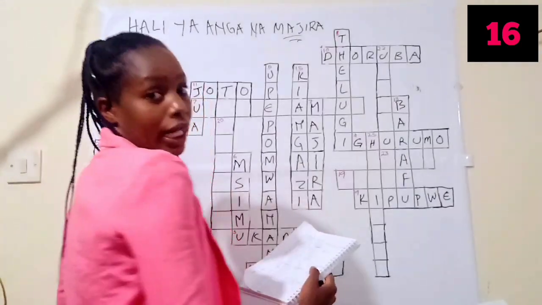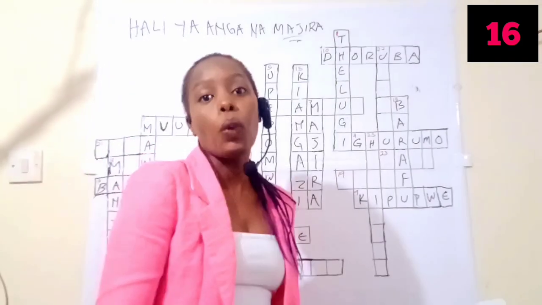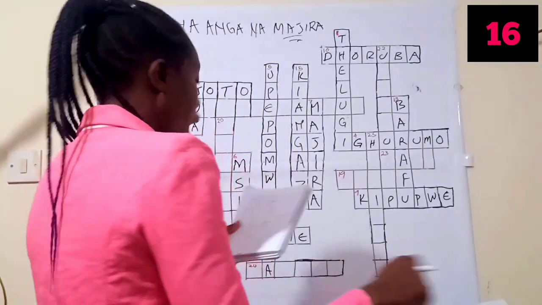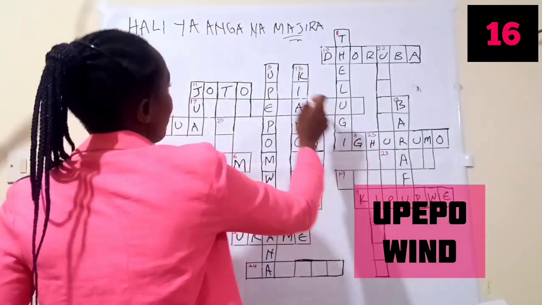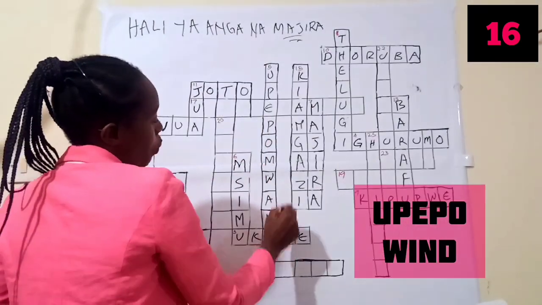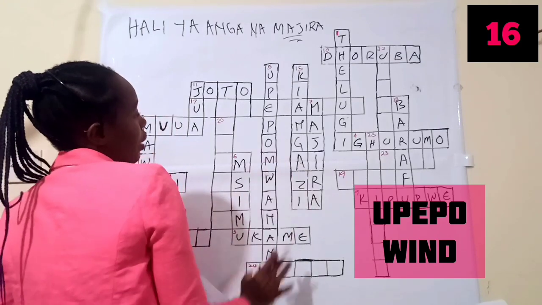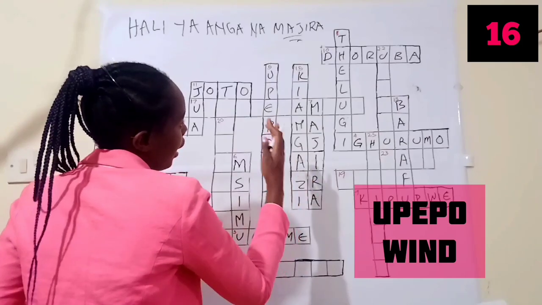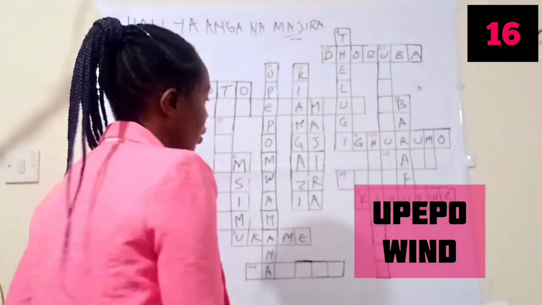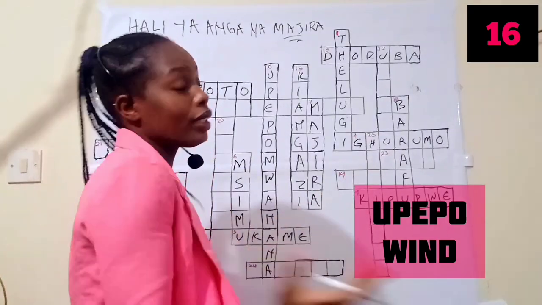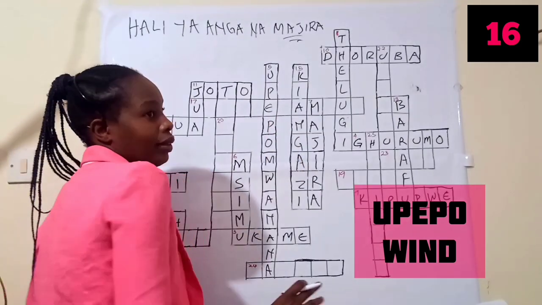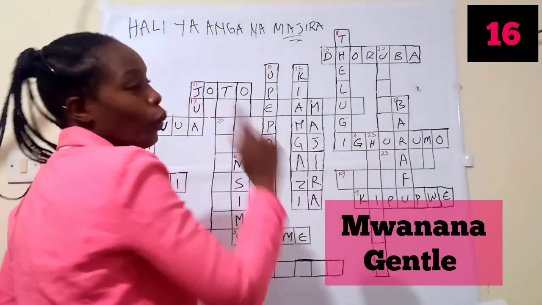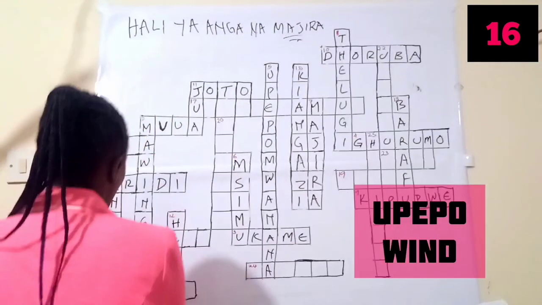Number 16 is wind. How do we call wind in Swahili? So wind is upepo. You remember, the breeze was upepo mwanana. Mwanana is the adjective here. Upepo is wind, and mwanana becomes cool. So wind in Swahili is upepo.